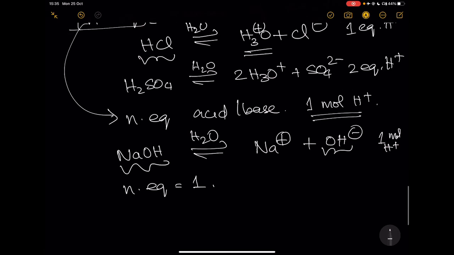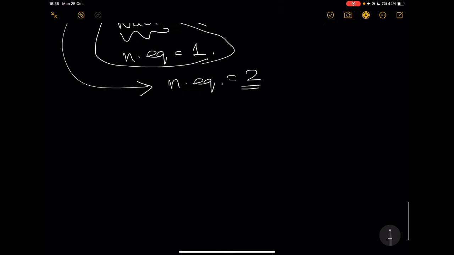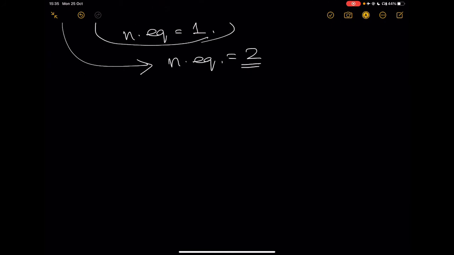So this definition helps us in the fact that for H2SO4, the number of equivalents is 2. This indicates that H2SO4 can furnish 2 moles of H plus, and therefore you would require double the amount of NaOH in comparison to the neutralization reaction of HCl, so as to have complete neutralization of the chemicals that you have. So now let's also take a quick look at the number of equivalents.